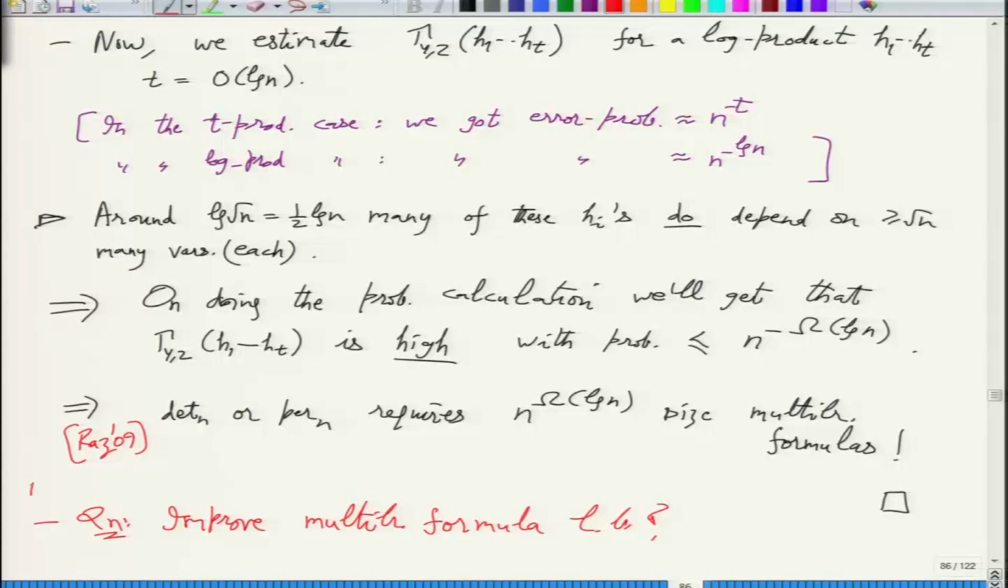So determinant has a formula of size n to the log n, but it's non-multilinear, of course, because even the circuit was non-multilinear.